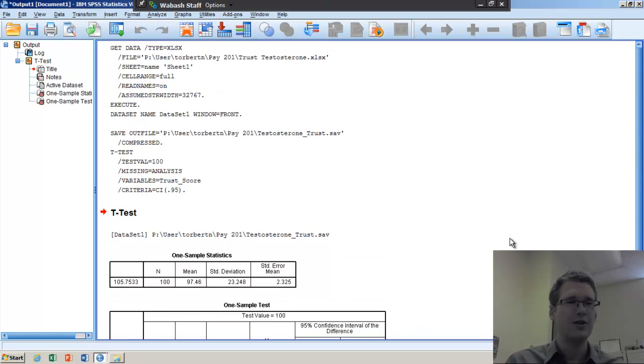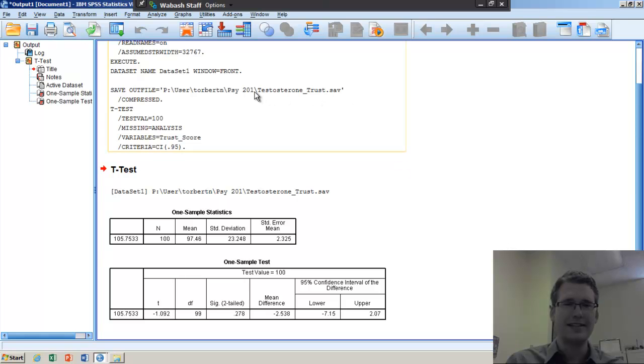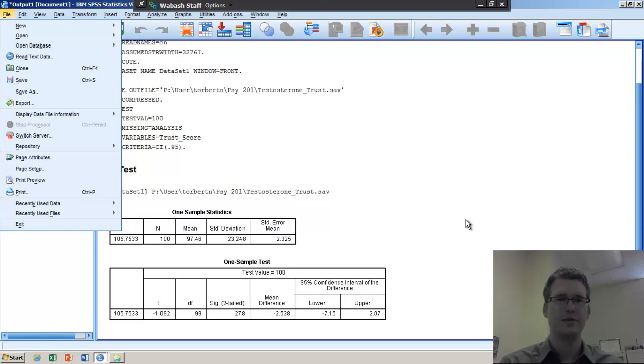So, all right, that's all we need for this case, and the testosterone data set is also going to be posted online if you'd like to do this analysis yourself.